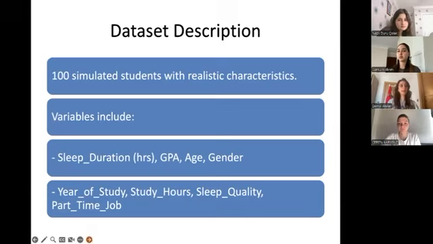The dataset includes responses from students on average sleep duration, GPA, part-time job status, and year of study. We use this data for analysis with SPSS.